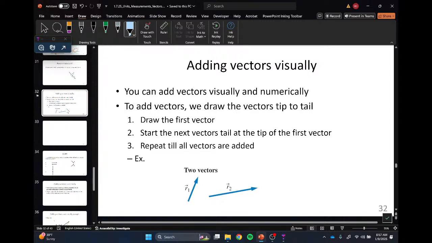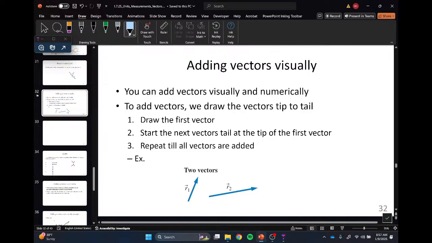To add vectors, I'm going to show you the easy way, which is visually doing it, so drawing some arrows and how to do it. And then I'm going to show you how to do it mathematically. And generally, you're going to do both. The visual is going to help you check your work, though. Visual is very quick, very nice. So to add vectors, we draw them tip to tail.